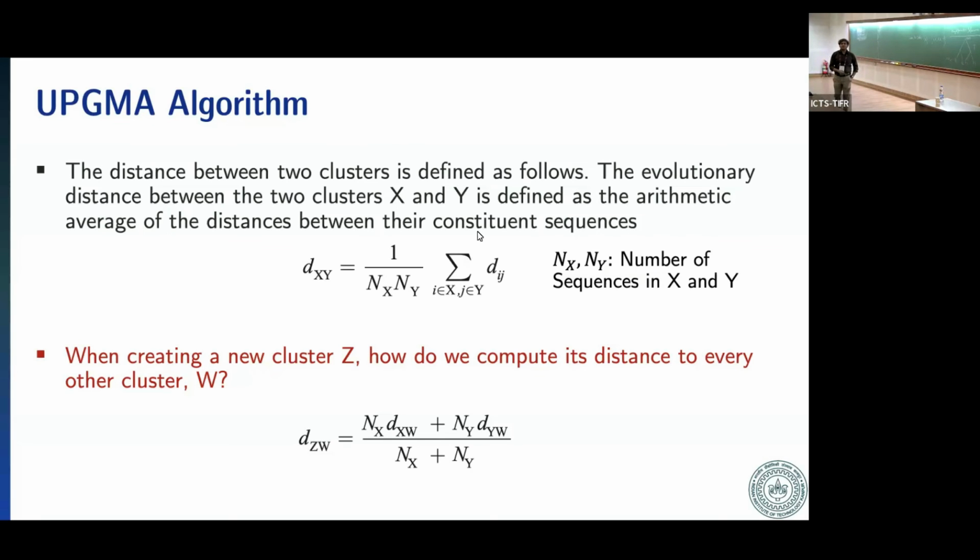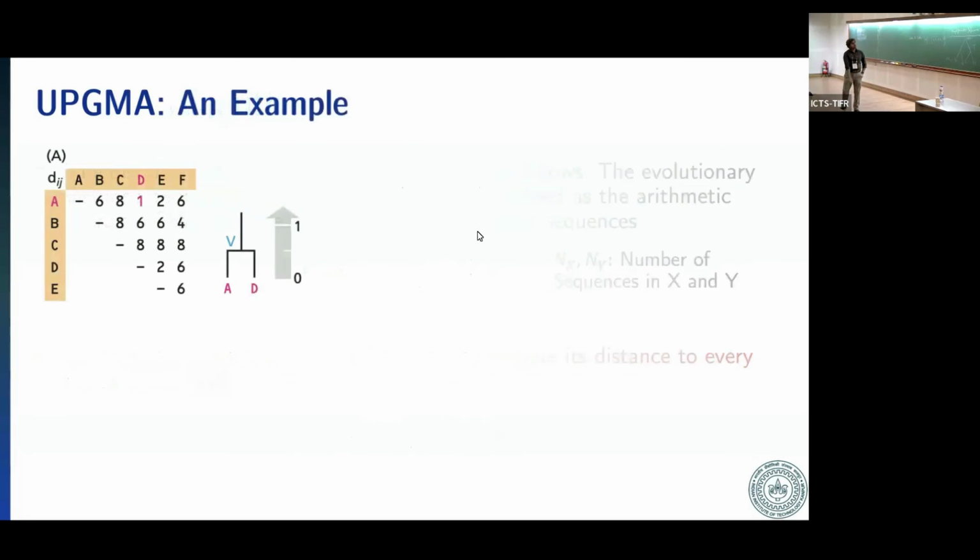Yeah. So that's all. Now let us take an example so that it becomes even easier. So this is what we are starting with. Let's say we have 6 sequences, A, B, C, D, E, F.